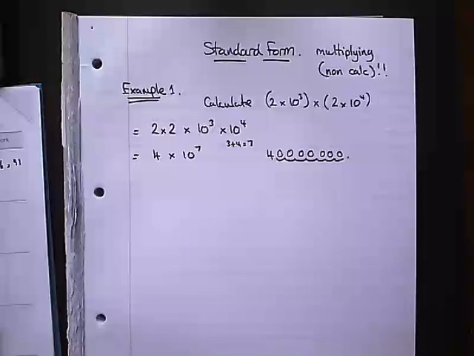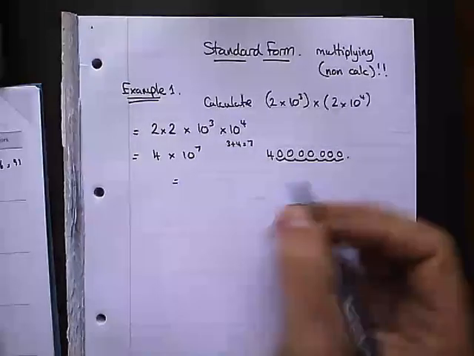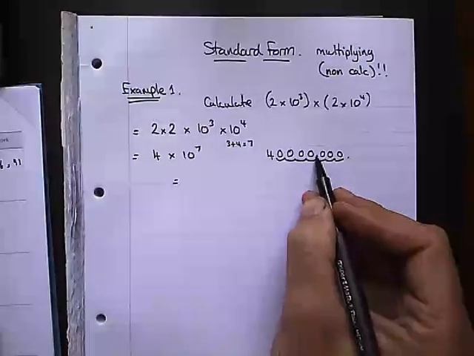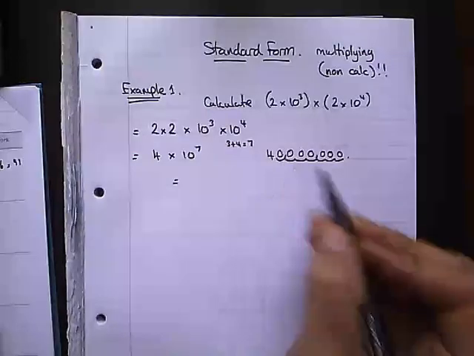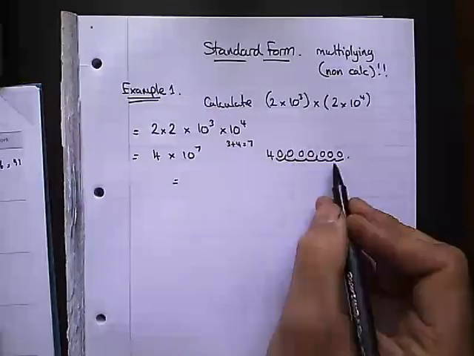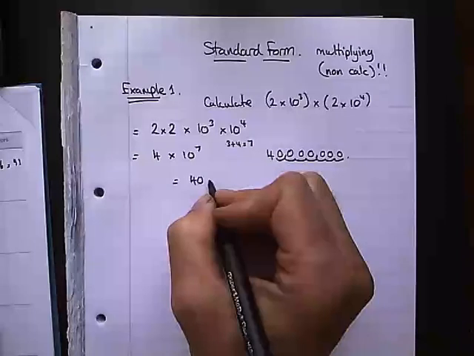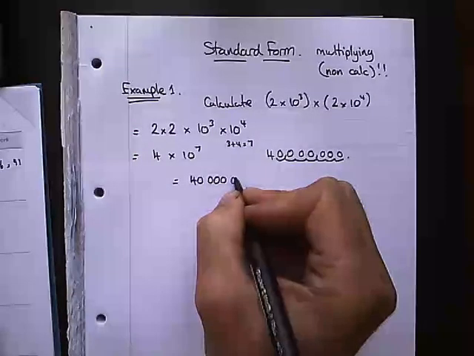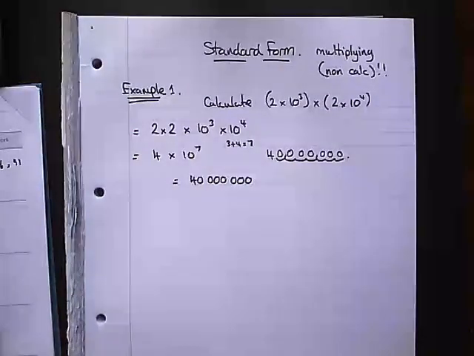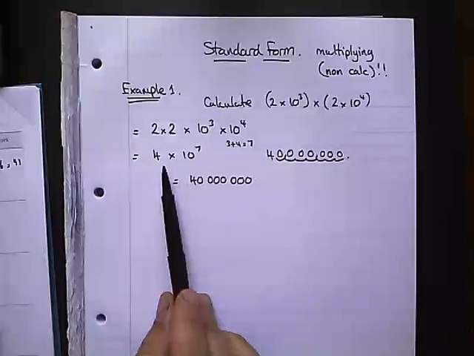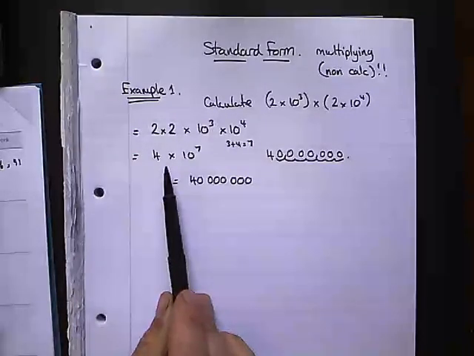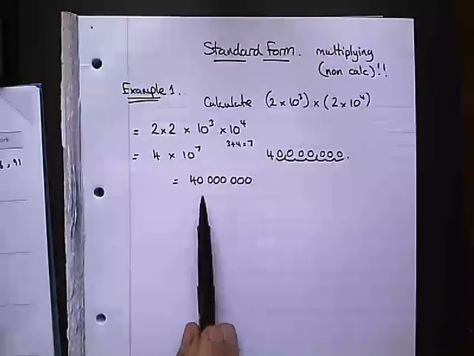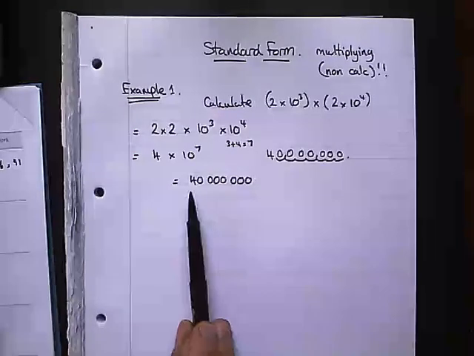So the other way we could write it is, if we put a comma after every 3 zeros, working backwards, it is 40 million. We don't need to put the comma in. So if they ask for it in standard form, we write it with the times 10 to the power of something. If they ask us for it as a number, then we write it as a number.